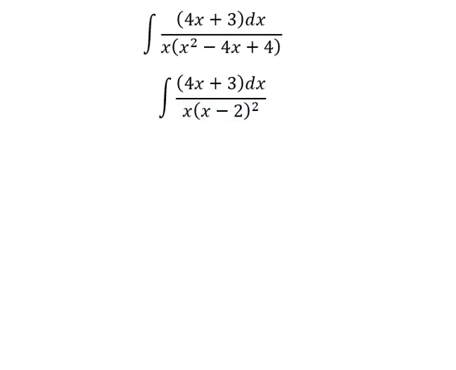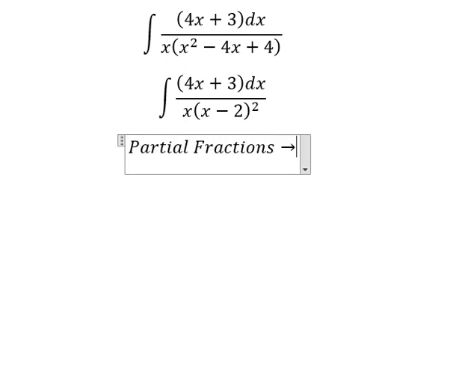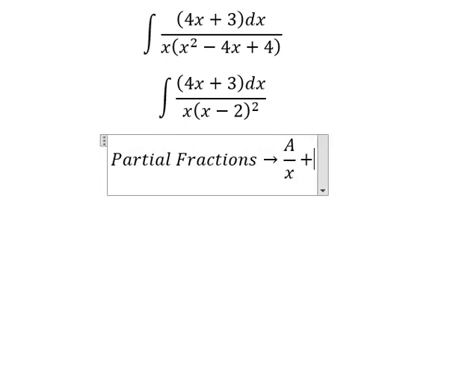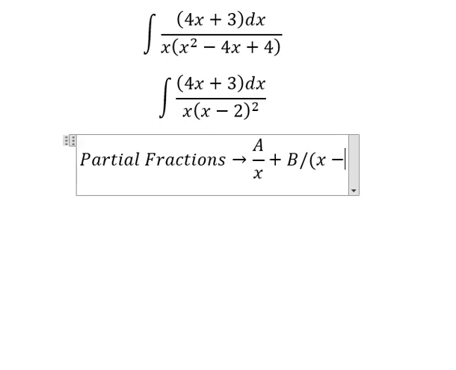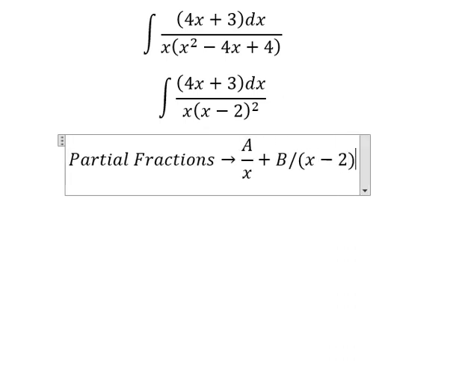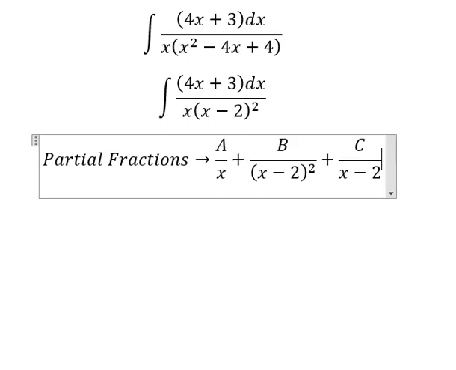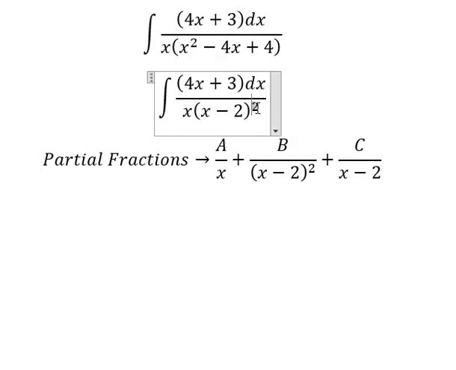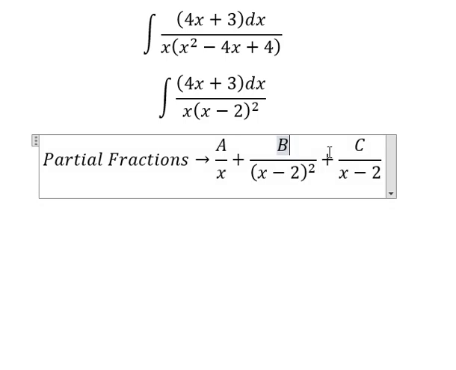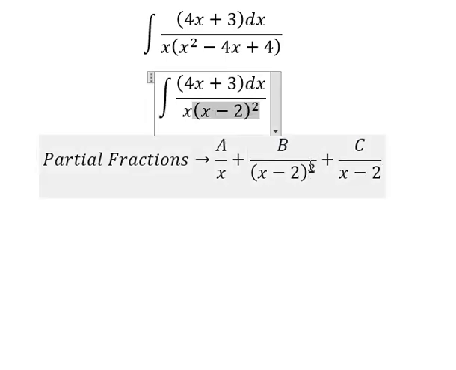Next we can use partial fractions. So I will put A over s, B over (s minus 2) squared, and C over (s minus 2). Because we have the power of 2, that's why we need to have two fractions related to this one. And we reduce the power from 2 to 1.